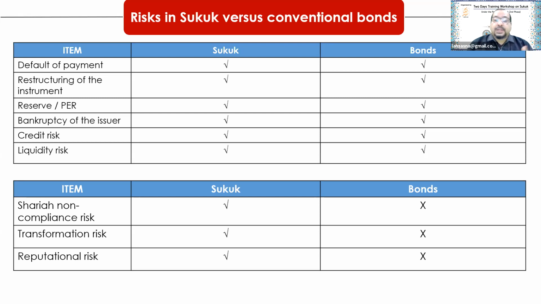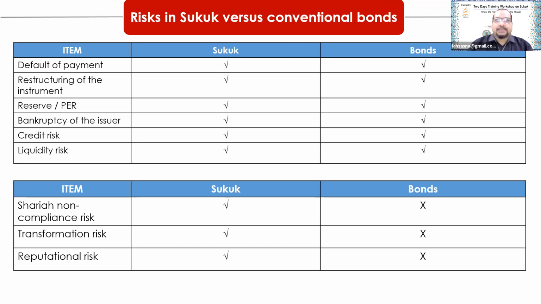Bankruptcy of the issuer is applicable to bond because at the end of the day, they are business entities, they could collapse. Credit risk, we mention it because sometimes, as has been discussed previously in the trading of the IOFA requirements, it may create a debt portfolio.